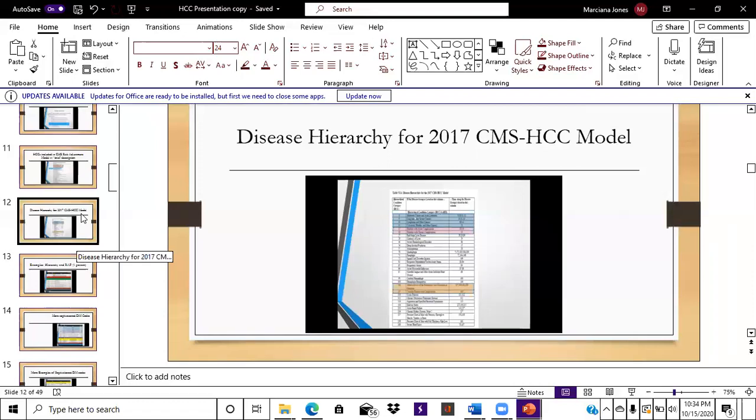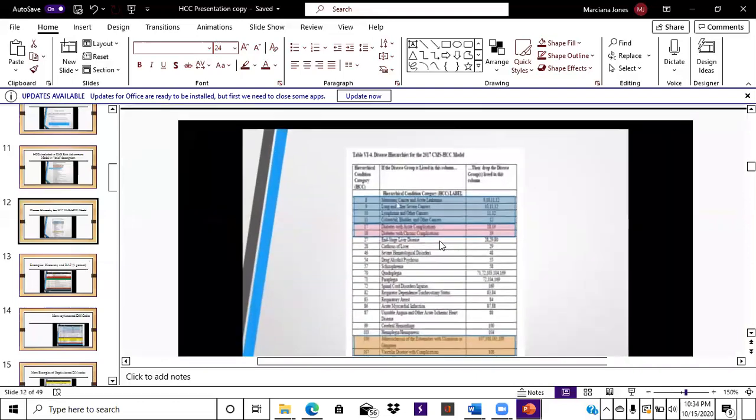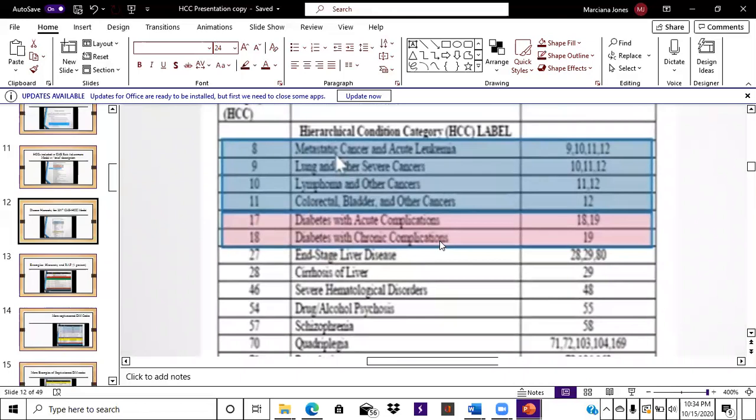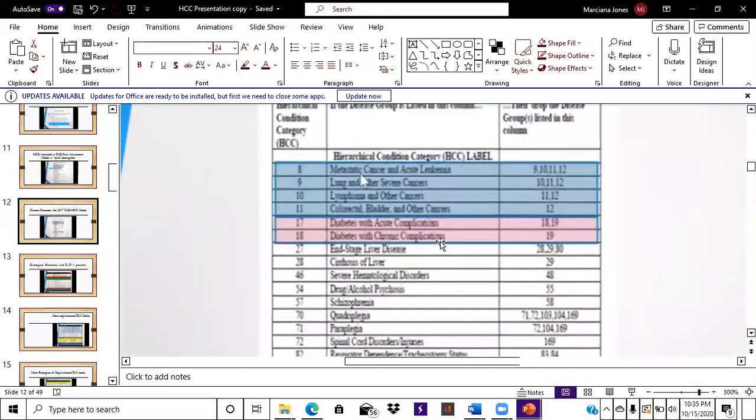So, disease hierarchy for the 2017 CMS HCC model. And see on the far left, let me see if I can blow this up for you guys as well. Okay, so on the far left you have your hierarchy condition category. In the middle is the disease group, listed in this column. And on the far right, the disease groups listed in this column are the ones it trumps.